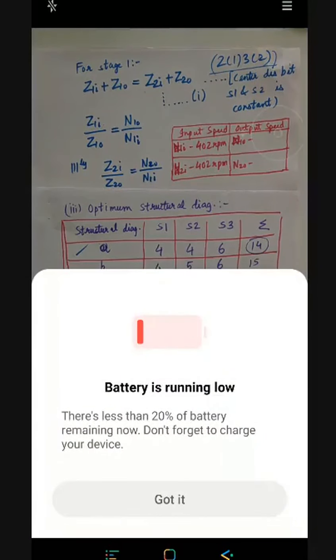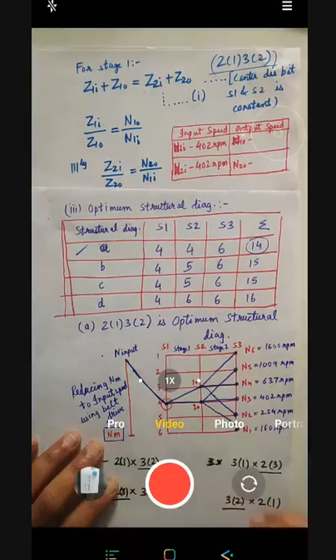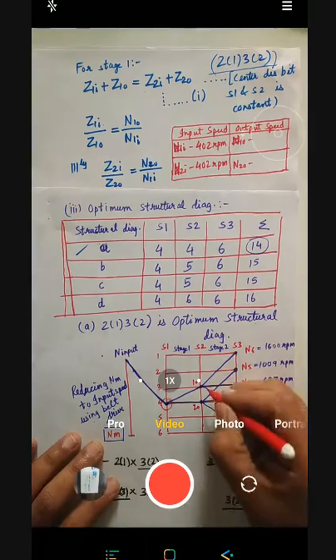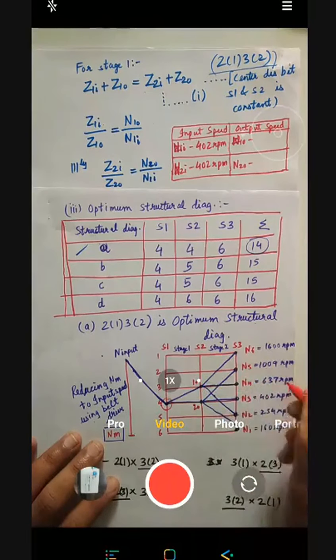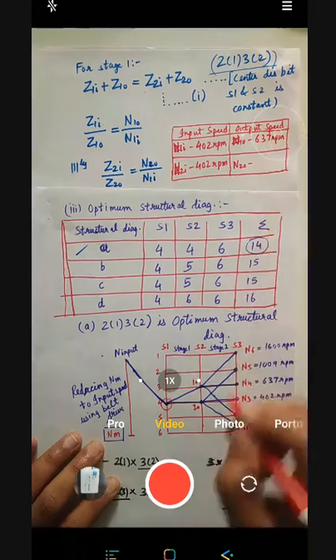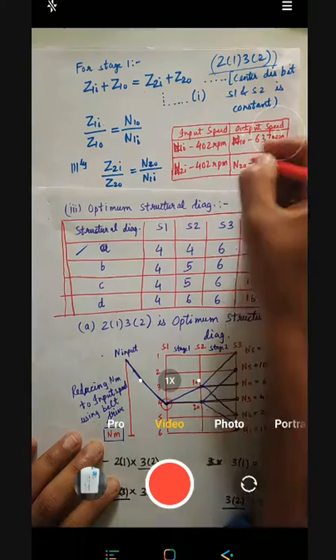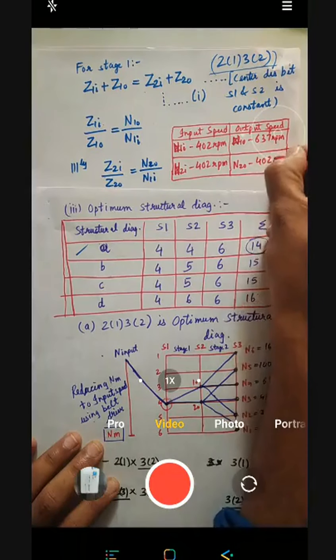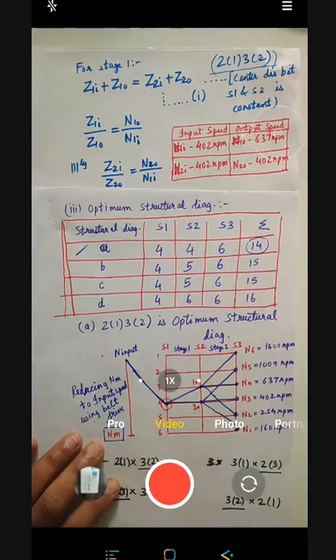Assume, you can do that, right? This is output 1, this is output 2. Not a big deal. So this is your one output, that is 637 rpm. This is your second output, that is still the same, 402 rpm, right? So all are clear about how we have got the input speed and the output speed.